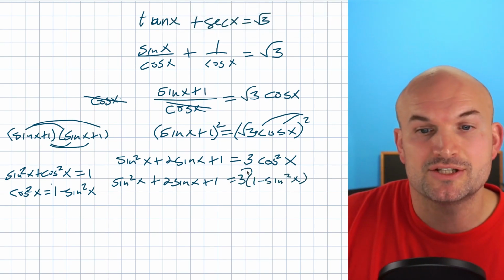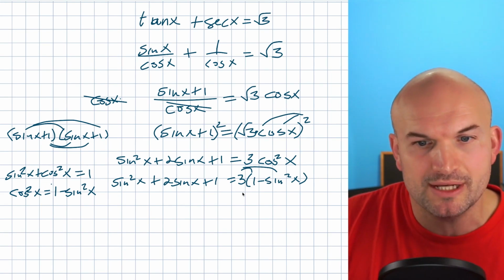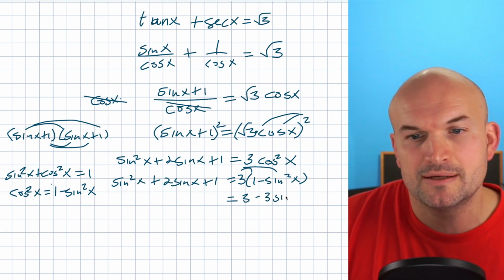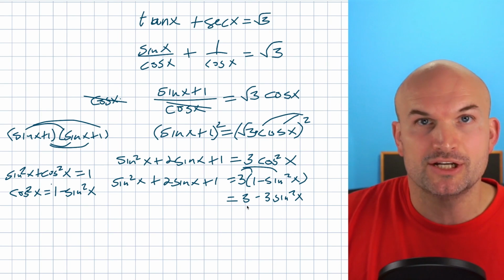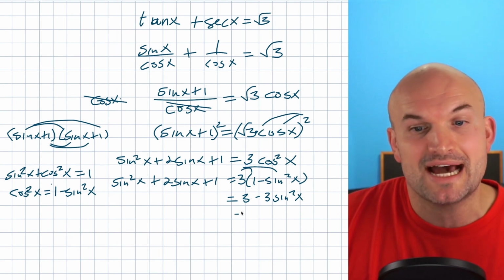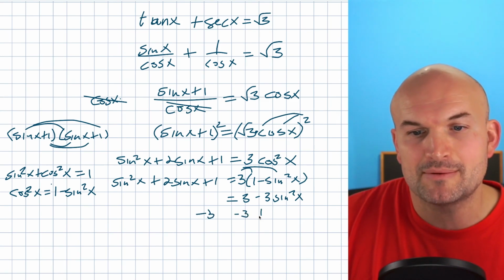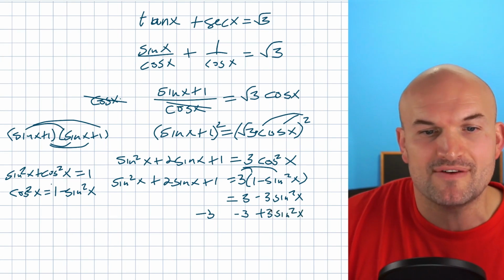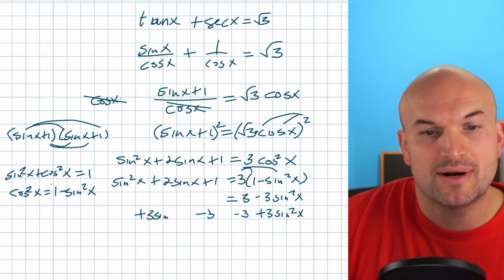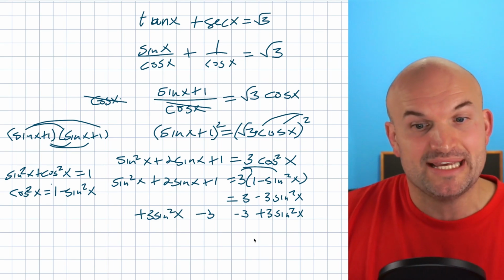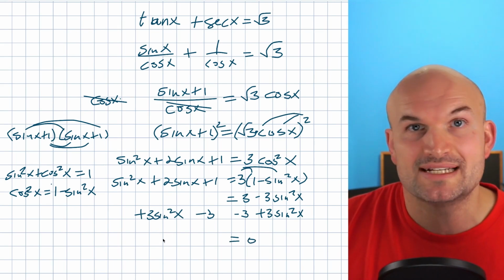Okay, and now what I can do is just go ahead and apply good old distributive property, and that's going to give me a 3 minus a 3 sine squared of x. Now all I'm going to do is get everything to the same side. So I'm going to subtract a 3 on both sides, and I'm going to add a 3 sine squared of x to both sides. And when I go ahead and do that, now my right-hand side is going to be equal to 0. And my left-hand side, I'm just going to simplify to this.